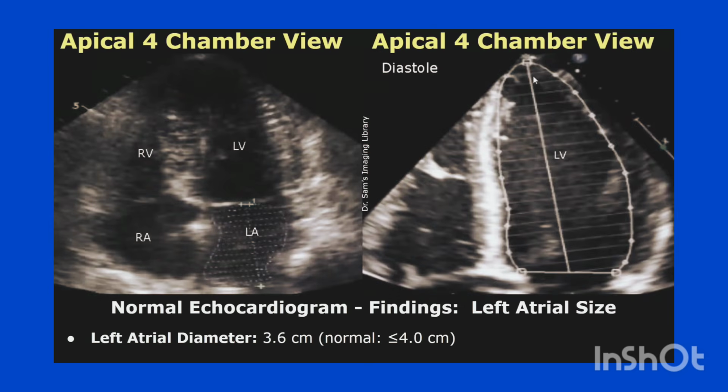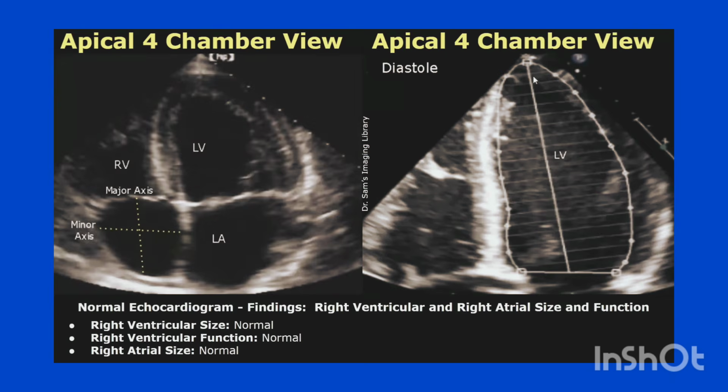After that, you can write about the left atrial size. The left atrial diameter is 3.6 centimeters and normally it is less than 4 centimeters.